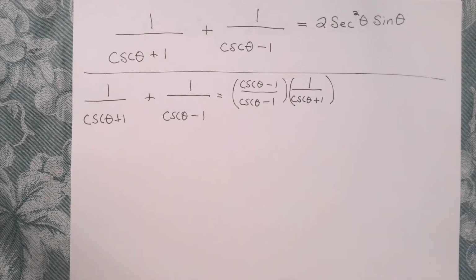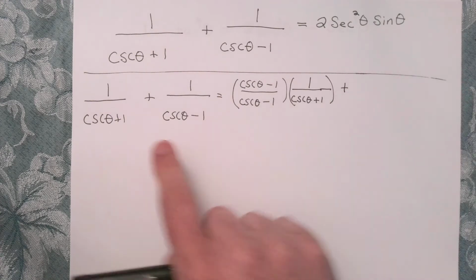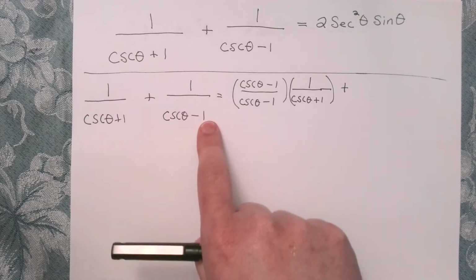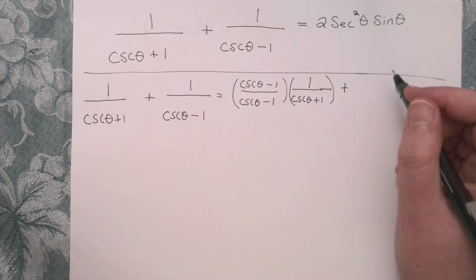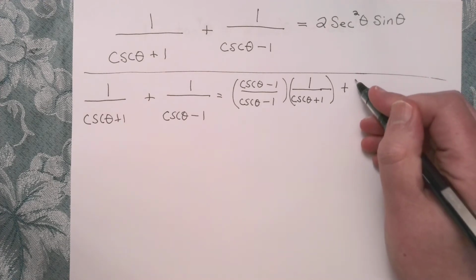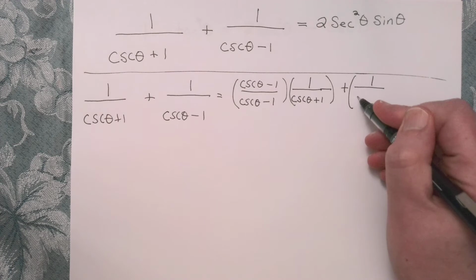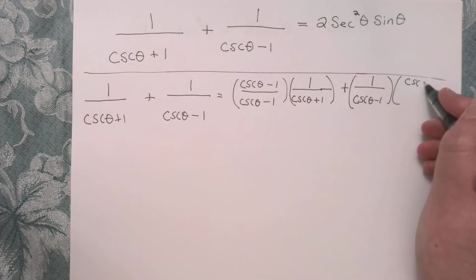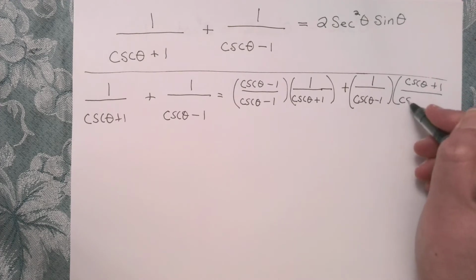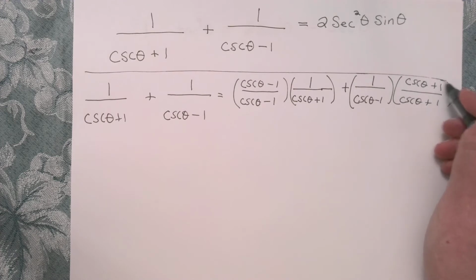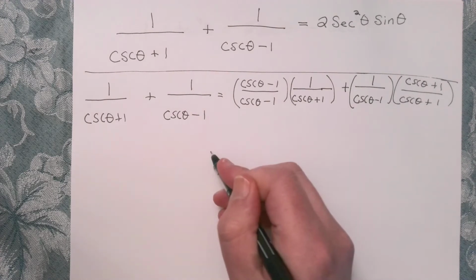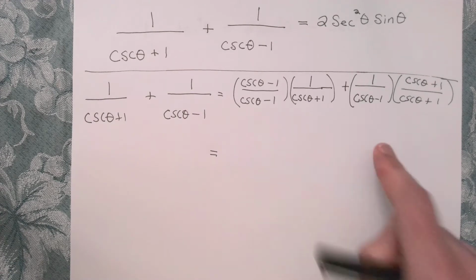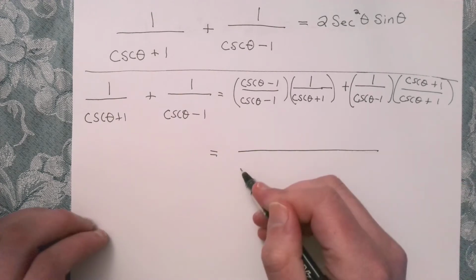Okay, and then with the same sort of thinking, let's take this right fraction and multiply it by this over itself, right? So we'll take this and we'll multiply it by cosecant of theta plus 1 over cosecant of theta plus 1. Let's see what that looks like. Okay, so here's the right fraction. And we're multiplying it by cosecant of theta plus 1 over itself. Okay, so I have common denominators. I'm pretty happy about that.